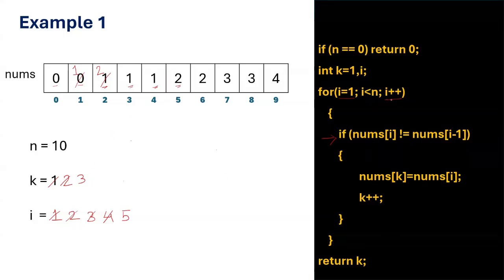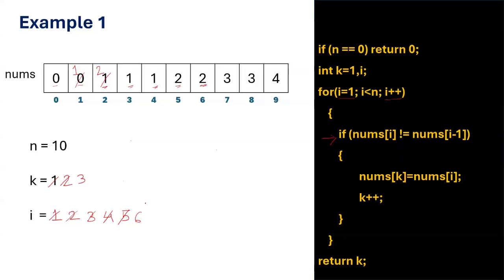Moving on, again I will be increased. So new value of I is 6. I is still less than n. Again if condition will be executed, nums I and I minus 1. I is 6, so we'll compare 6th position and the previous element, 2 and 2. Condition is false as both the numbers are same. Move on to next element.